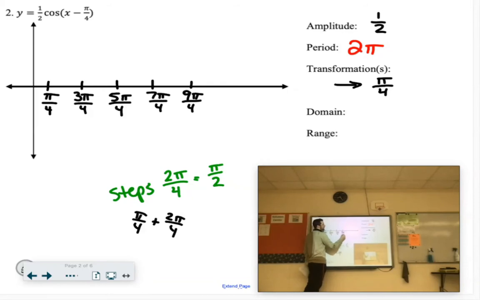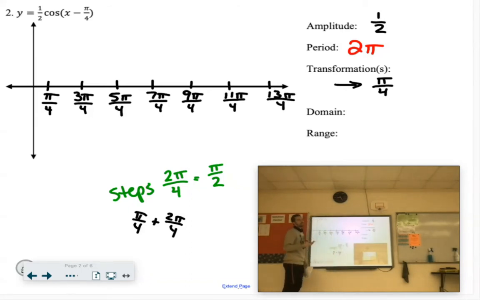And this goes on forever. 11 pi over 4. 13 pi over 4. You only have to do one cycle unless we tell you to do two, which you could also do a negative cycle for that too. There is no vertical shift, but the amplitude is 1/2. So we're going to go up 1/2, we're going to go down 1/2.